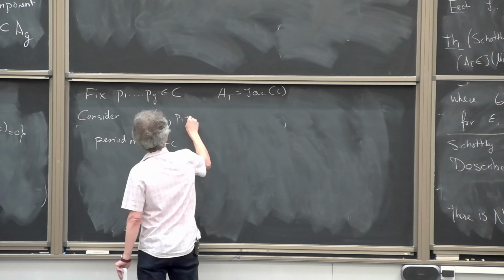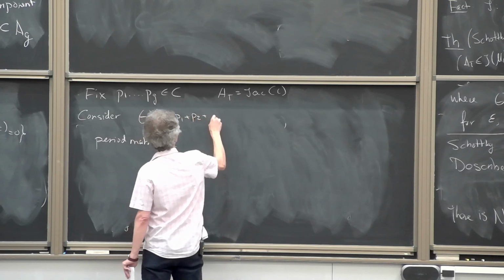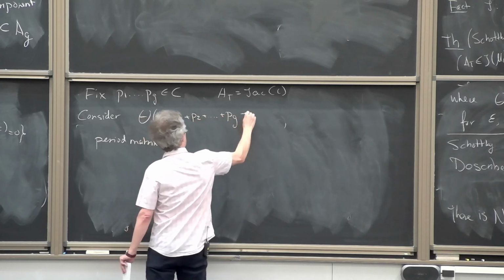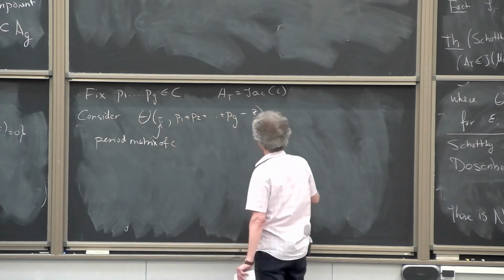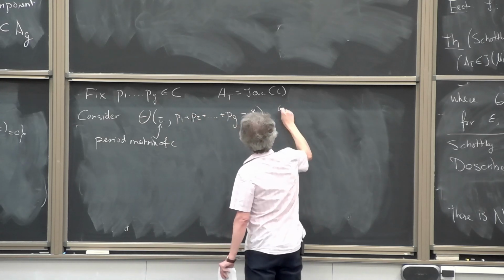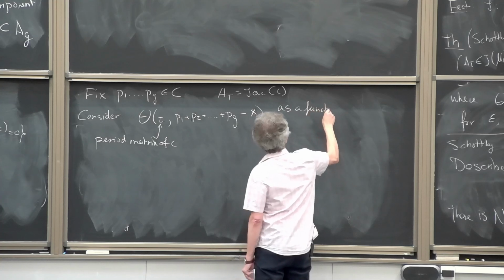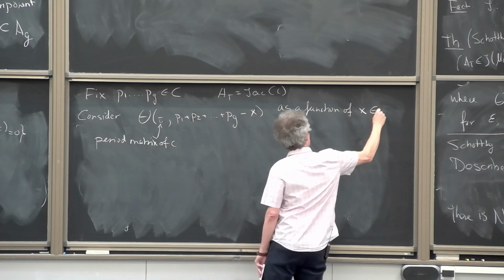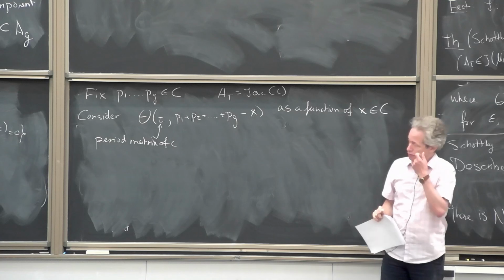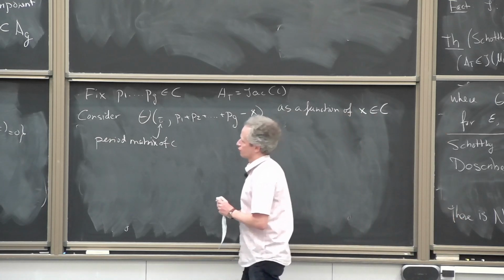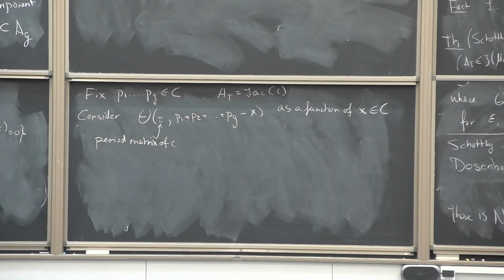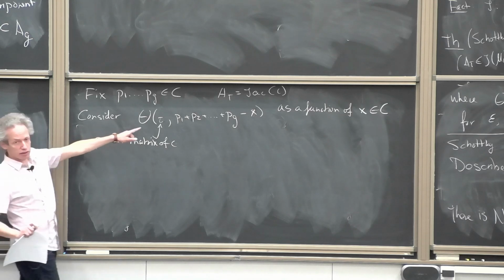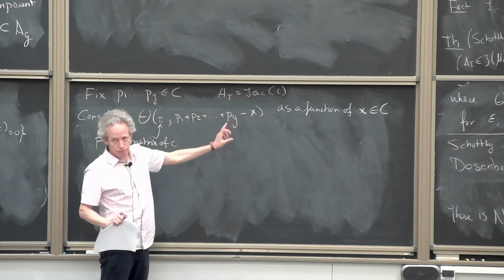And I consider this, plus P2 plus dot dot dot plus Pg minus X, as a function of X on the curve. In other words, you are using a variable point in Pic g minus 1. Correct. So what I've really done here is, for convenience, I've put a minus here, because a point A in Pic can always be mapped to Pic minus A by changing the sign. That's what I did here. This is for convenience.